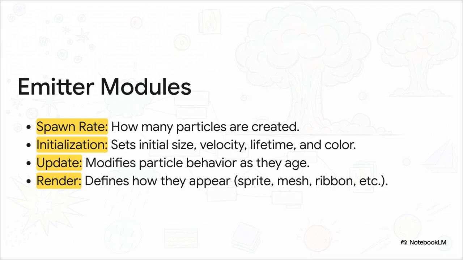And how do artists control those emitters? Well, they use these things called modules. Think of them like the dials and knobs on a control panel. You've got modules to control how many particles are born, modules to set their starting size and color, others to change how they act over time, and finally, a module to decide what they actually look like.